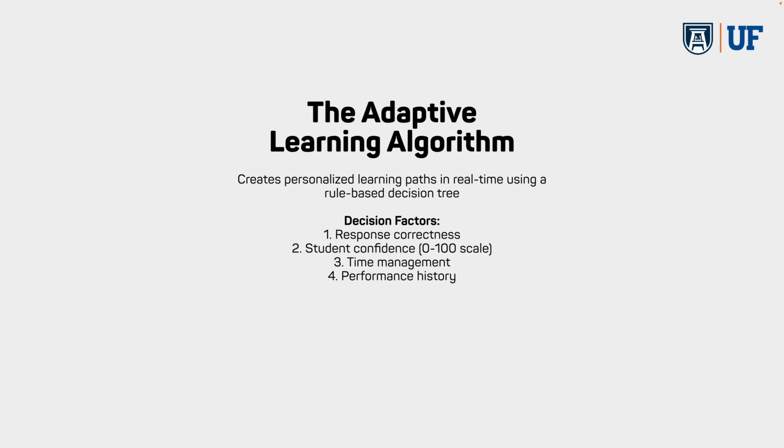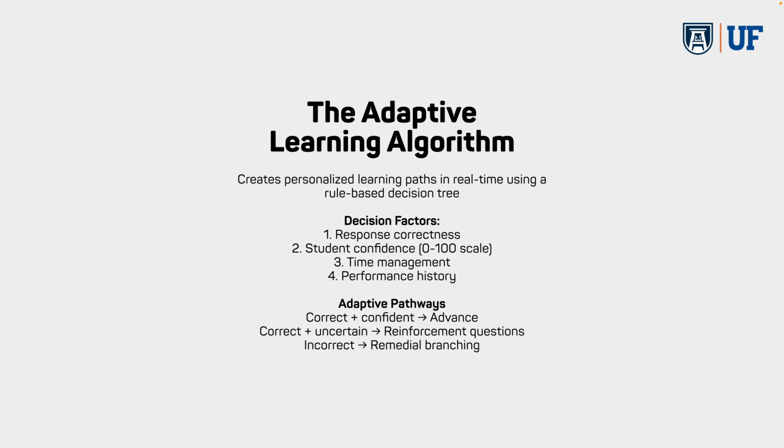What this algorithm does, we called it the adaptive learning algorithm. It checks for many assessment points in a specific timeline, and depending on how correct the student is and how confident they are, they go in specific paths. Also, how much time they have taken and their performance history are deciding factors for them moving on or not. If they're correct and confident, they move on. If they're correct but not too sure, they have reinforcement questions. If they're incorrect, they have remedial branchings. And if their time is running low, the algorithm prioritizes the essential content.